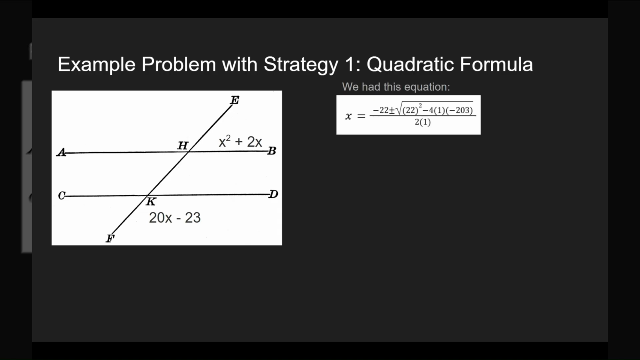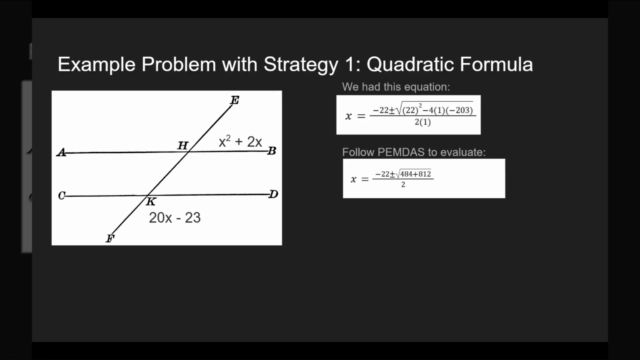So we've got this equation, x equals negative 22 plus or minus the square root of 22 squared minus 4 times 1 times negative 203 all over 2 times 1. We can follow PEMDAS now to evaluate this. So first step, in the square root, we can square 22 and turn it into 484. We can multiply minus 4 times 1 times negative 203 to get plus 812. And we can multiply 2 by 1 to get 2.